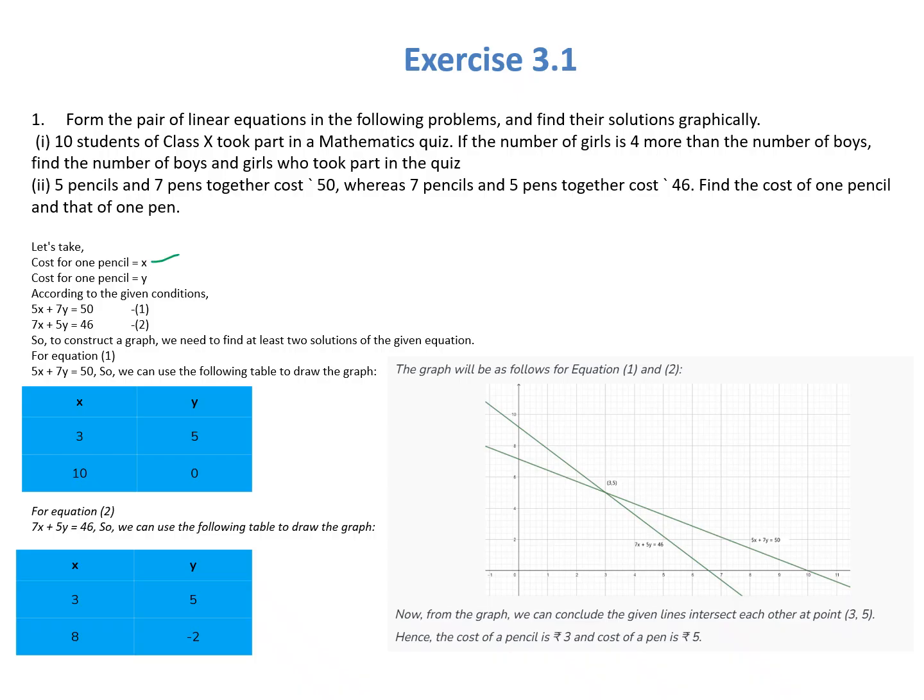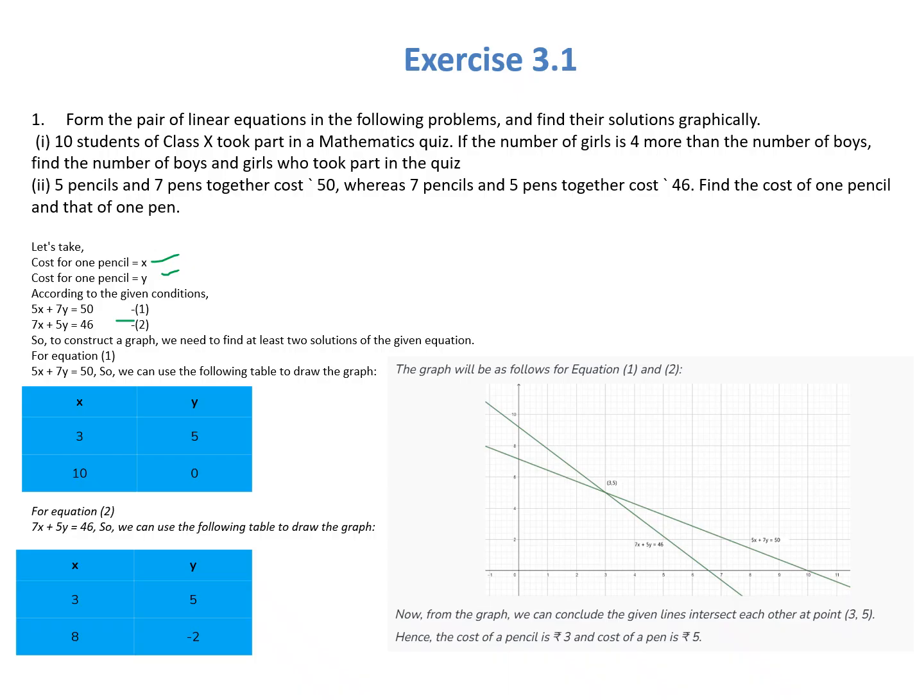This is simple. And we know that 5 pencils and 7 pens cost 50 and 7 pencils and 5 pens cost 46. So again, we are going to solve it graphically. So we are going to put some values. As I mentioned, the easiest way is to put the value of 0 for x and 0 for y to get the corresponding value. But we can put any other value as well, depending upon the kind of equation that we have.